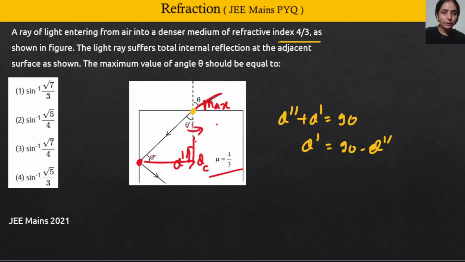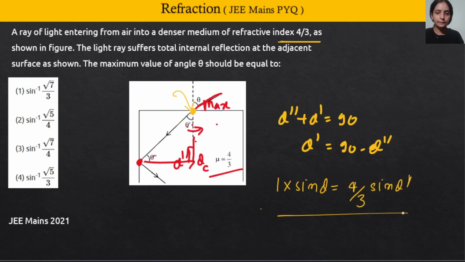And how will you build it? Let's do this work. So first of all, you do one thing, write Snell's law here at this point. Okay, at this point. So what will be the Snell's law? 1 into sine theta, right? So 1 into sine theta is equal to mu, that is 4 by 3, sine theta dash. Then this is the relation.